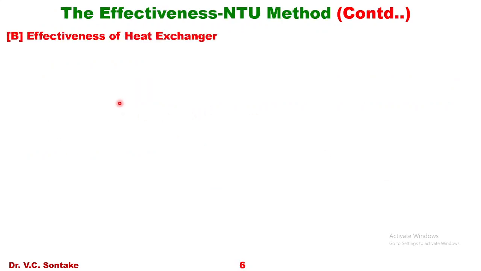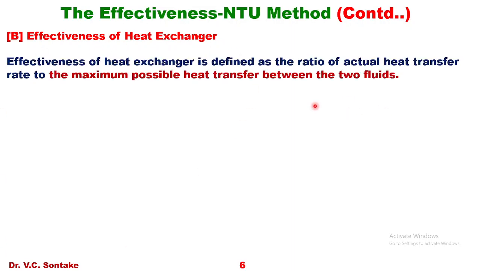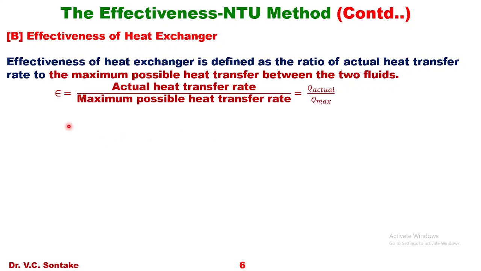The second term is effectiveness of heat exchanger. Effectiveness of heat exchanger is defined as the ratio of actual heat transfer rate to the maximum possible heat transfer rate between the two fluids. Mathematically, effectiveness, represented by epsilon, is equal to the ratio of actual heat transfer rate to the maximum possible heat transfer rate between hot and cold fluid, which is Q actual over Q max.